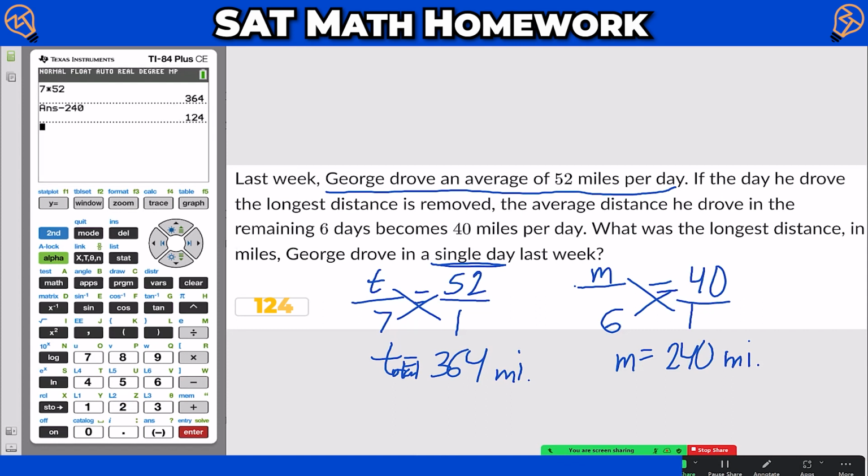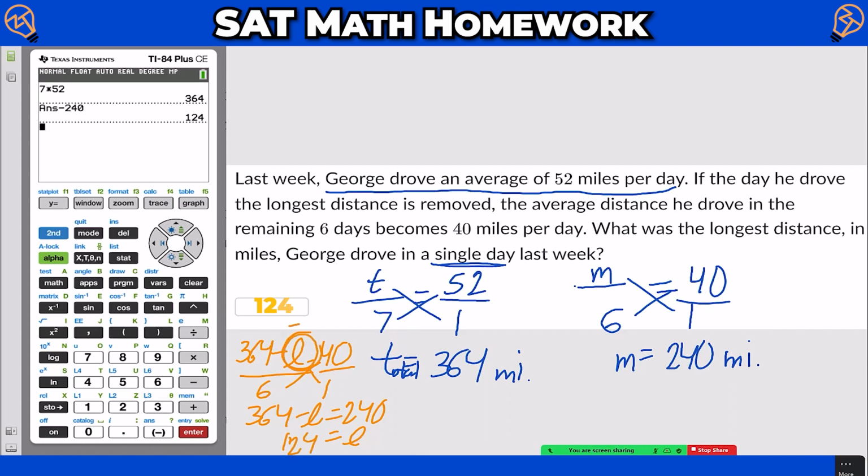The other way you could have done it is once we had obtained the 364, we could have created a new equation and said, okay, if we take the total 364, subtract, let's call it the longest day, L, divided by 6 to find the average miles per day, which we know is 40. We could then cross multiply. And in doing so, let's say I add the L to the right side to make it positive, subtract the 240, you could see we end up getting the same thing, but this equation helps us to find it within this equation without having to find our partial answer and then subtract these two.